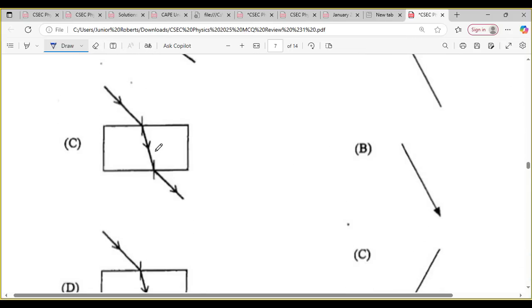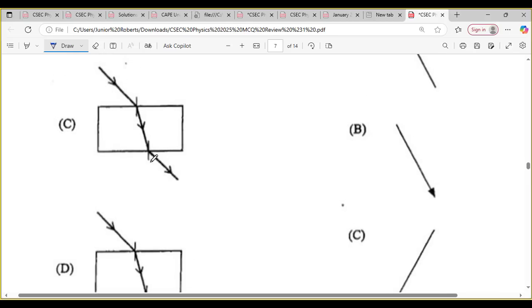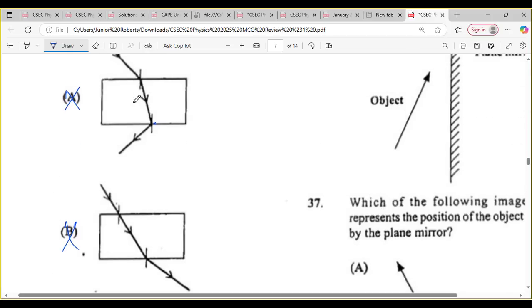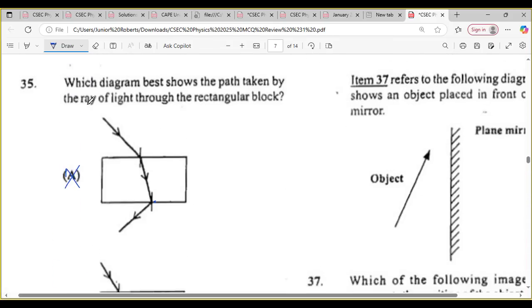So the answer now would be C or D. Now, what we should see is that after the ray emerges, it must travel in the same direction as our original ray. So the best answer now would have to be C. So even though this wasn't a question that you would answer, I just wanted to answer it right here for us.